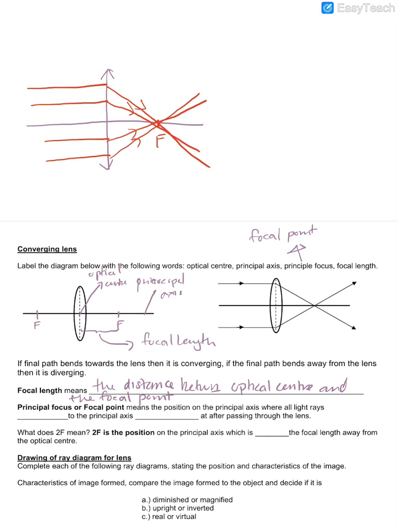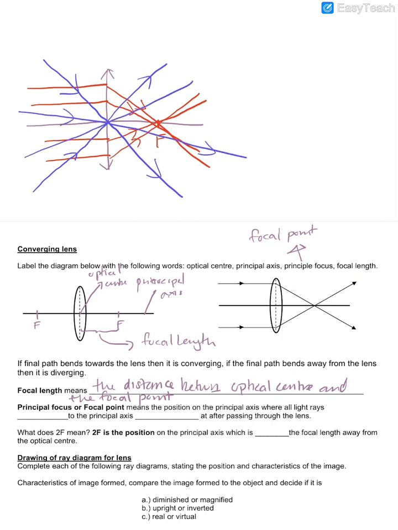The second predicted path is, who knows? Anything that goes towards the center of the lens, what happens? Bends away? No, it doesn't bend away. It goes straight through. In this case, you go straight through. So anything that is towards the optical center, you just have to draw it going straight through, like that. So these are two predicted paths.